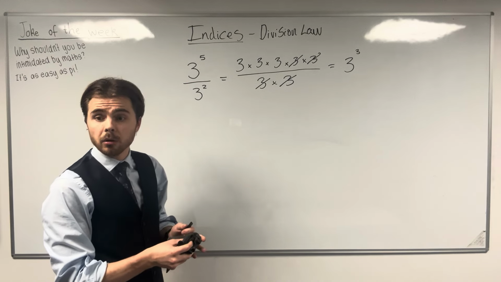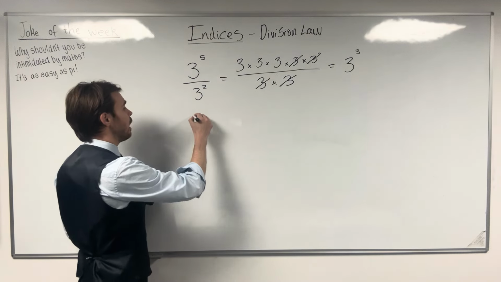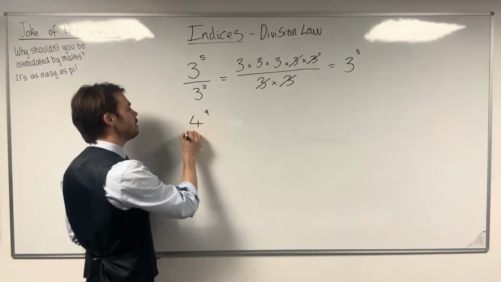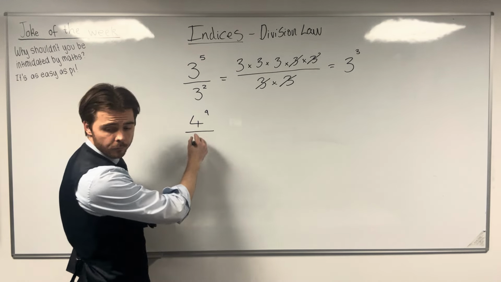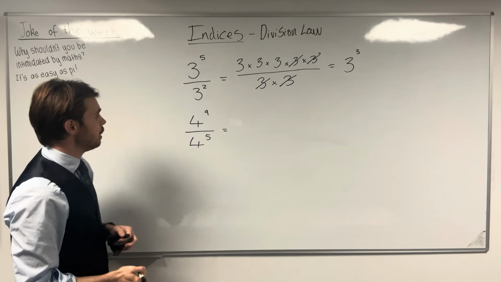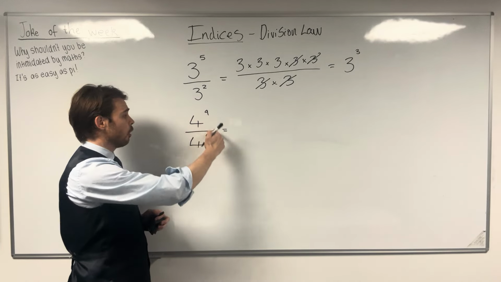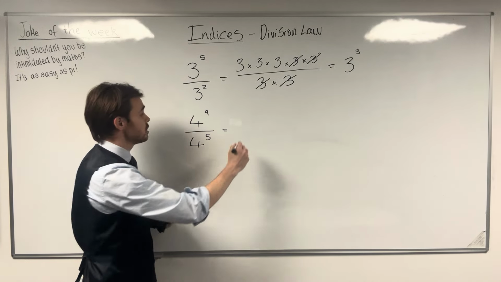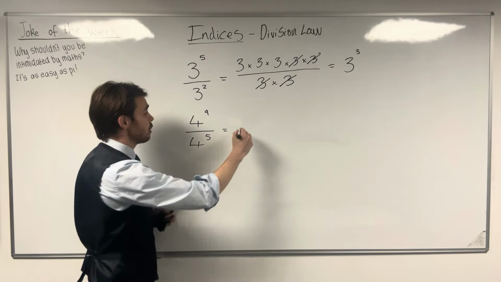So let's show you a few more examples. This time I have 4 to the power of 9 divided by 4 to the power of 5. On this one, I've got a power of 9, I've got a power of 5, I take it away. So I would end up with my base number won't change, and then a power of 4. That's it.